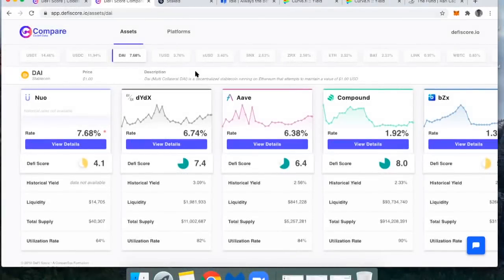So that's all I've got for you today. I hope this is helpful. I would encourage anyone to go to app.defiscore.io first. It's a great place to learn about where are the highest interest rates. It also, for me, it was a wake-up call when I was lending to a certain platform at the time. I looked and realized that there were higher rates elsewhere and that I could be earning more.